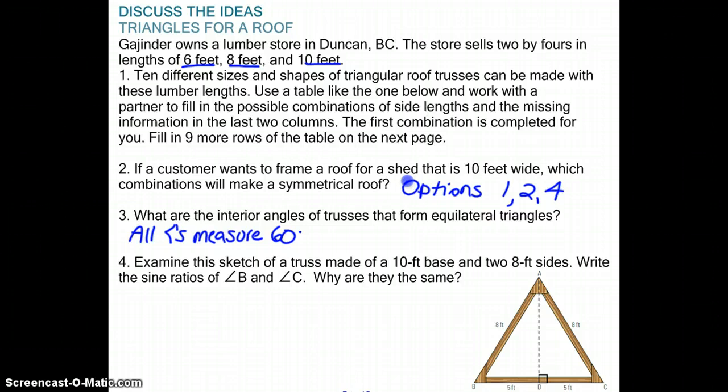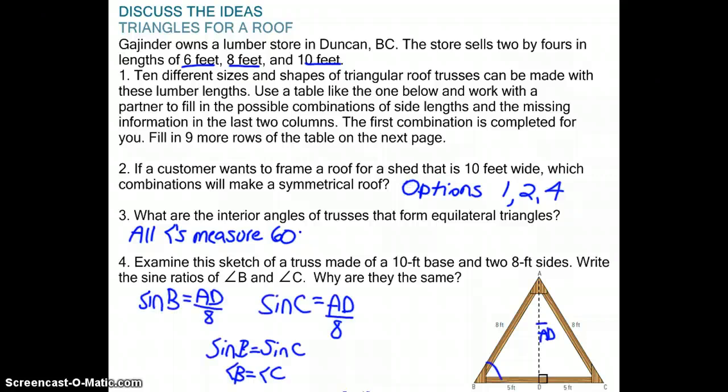Write the sine ratios of angle B and angle C. Why are they the same? So to set up these sine ratios, if we're calling the height of the triangle here AD, then sine B equals AD over 8. Because here we have angle B, AD is opposite, 8 is the hypotenuse, so AD over 8. Same with C. Opposite here for angle C is AD, hypotenuse is 8.